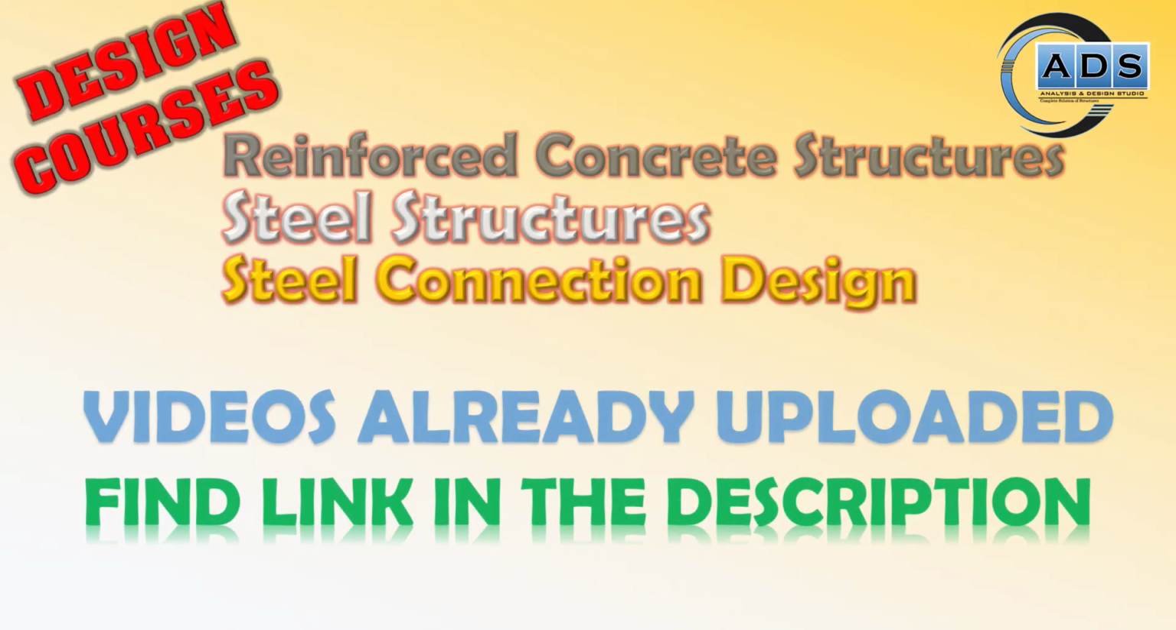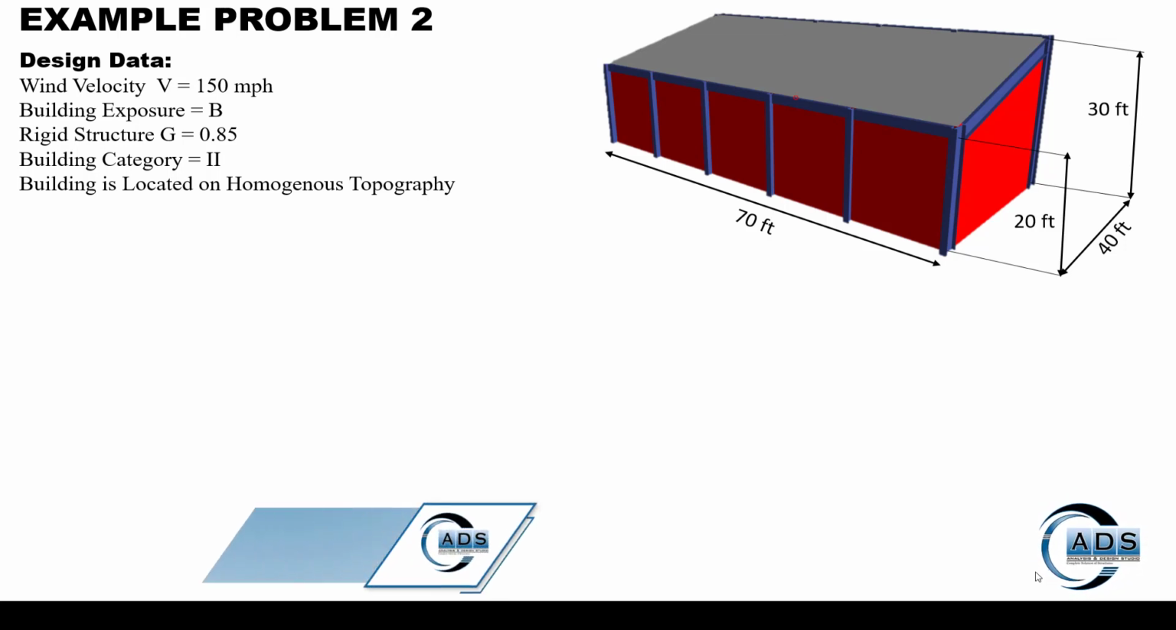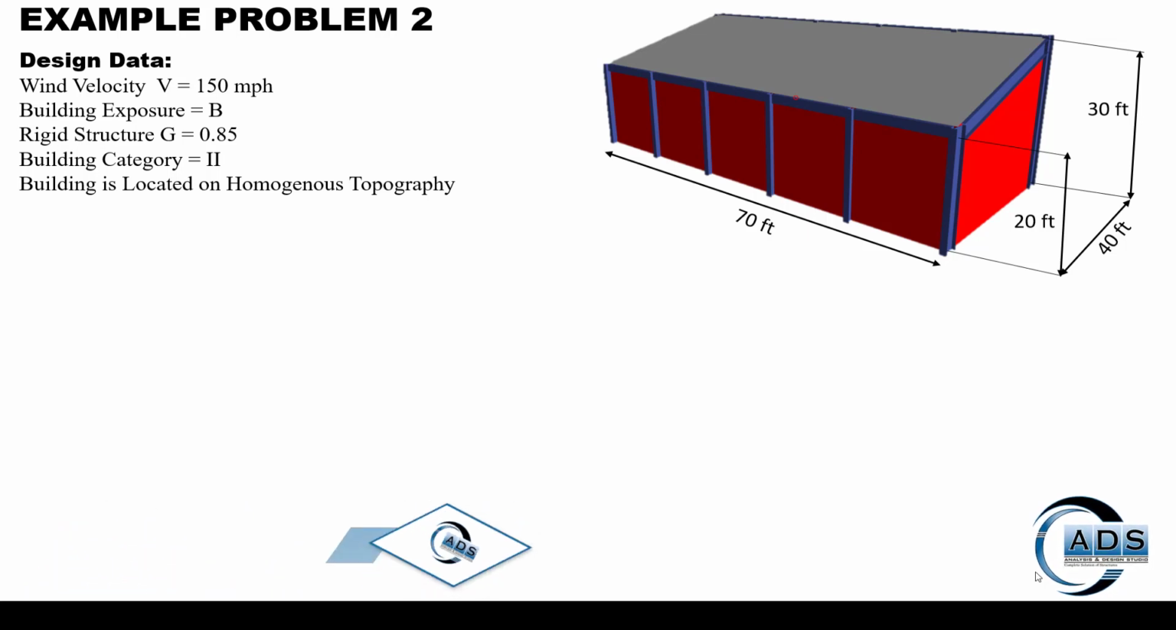So let's get started. The design data of example problem 2 is shown, where wind velocity is 150 mph and building exposure is B. It is considered a rigid structure having gust effect factor of 0.85. Building category is 2 and it is located on homogeneous topography. The dimensions of the building are shown.